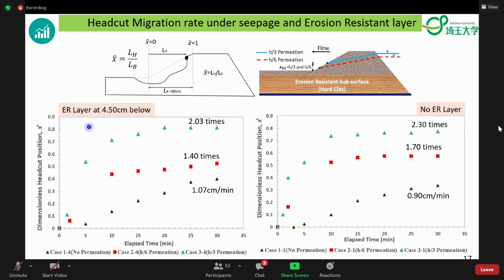For the erosion resistant layer at 4.5 and no erosion resistant layer, we observed a similar pattern. Throughout the experiment, the plot of headcut position against elapsed time shows that seepage continuously governs. This happens because as the erosion resistant layer approaches the maximum depth of 5.5, the effect of the erosion resistant layer becomes submissive. It was 2.03 times higher for the no erosion resistant case and 2.3 times higher than the no permeation cases.